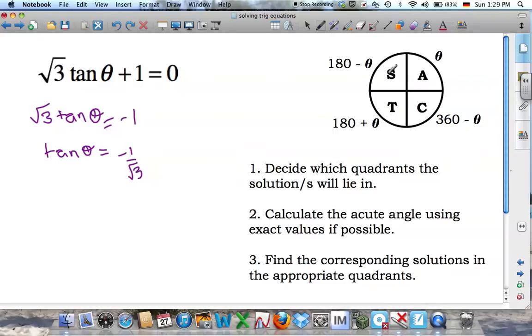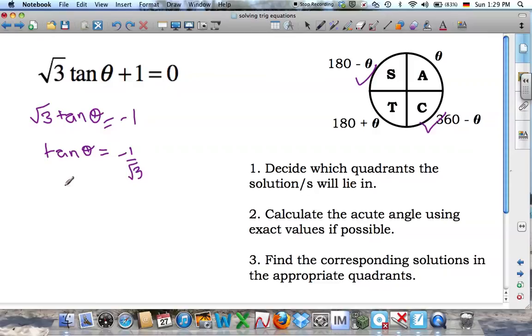So we go over to here. So the tan of the angle is negative. So we look, where is tan negative? Here and here. So in the second and the fourth quadrant. So that becomes important later on.